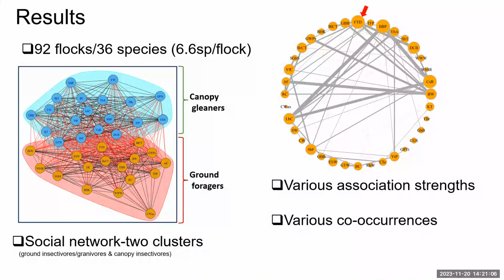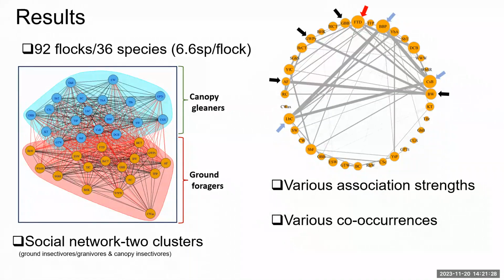On the other hand, some species really had strong bonds. So these edges here, the bigger the edge, the stronger the association between those species.